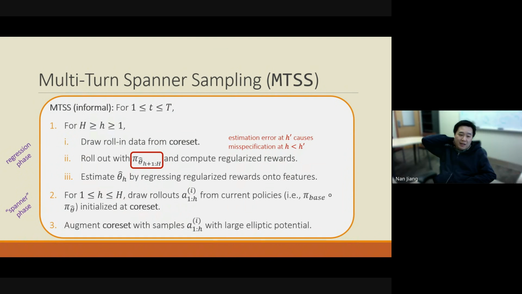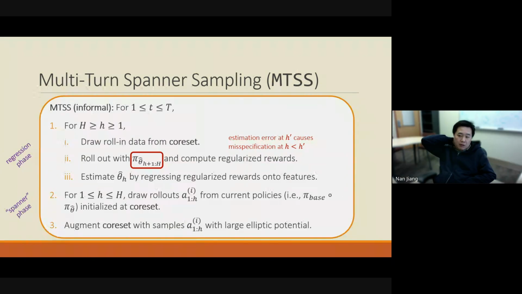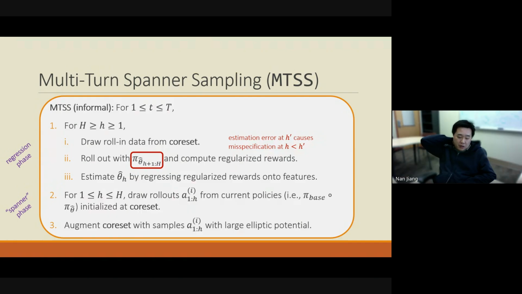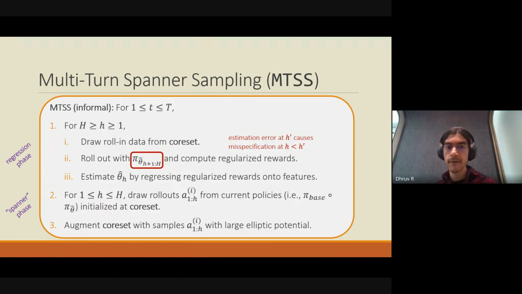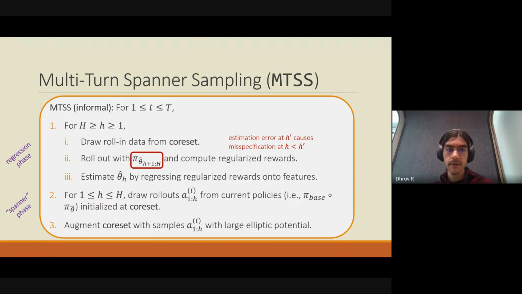Not from a single Monte Carlo trajectory. You're doing it backwards to front: you estimate the parameters this way, and this gives you an estimated policy to draw data from. Oh, okay, got it. But it's true that the value function for this is not necessarily linear, because we didn't assume that. So that's the regression phase, and then the spanner phase is drawing rollouts from the states and actions you've seen so far, and augmenting the things which are unlikely or which look novel.